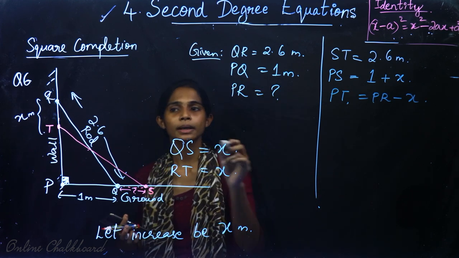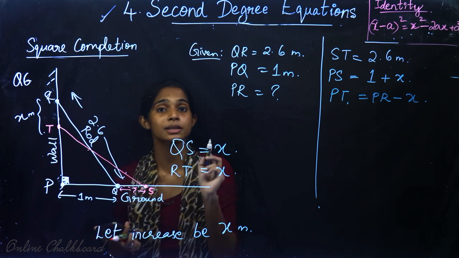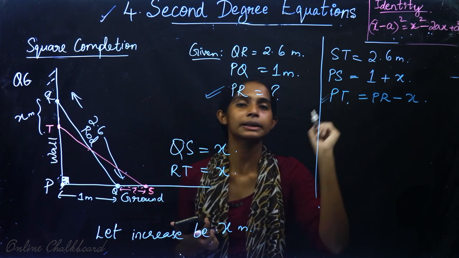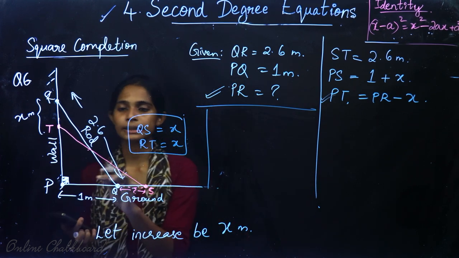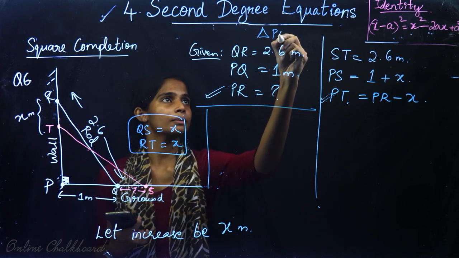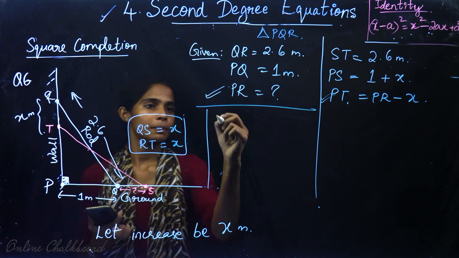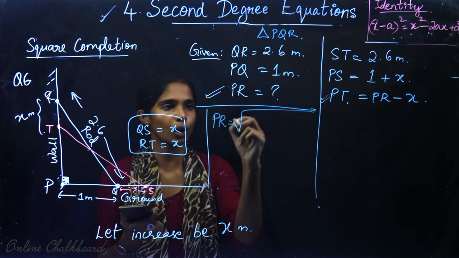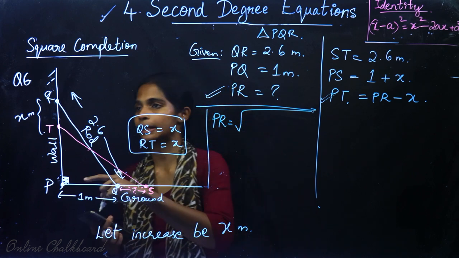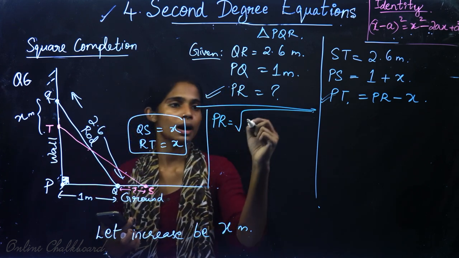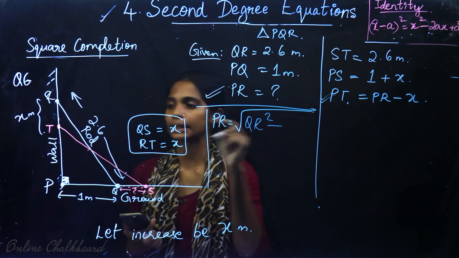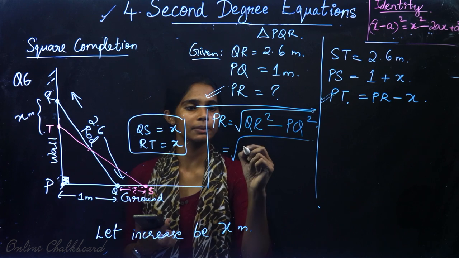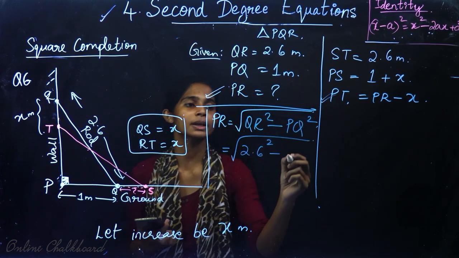Now we will see how we can find these unknown sides of the right triangles. First, consider the triangle PQR. By Pythagoras' theorem, PR is equal to the root of QR square minus PQ square. We know QR is 2.6, so it is root of 2.6 square minus 1 square.